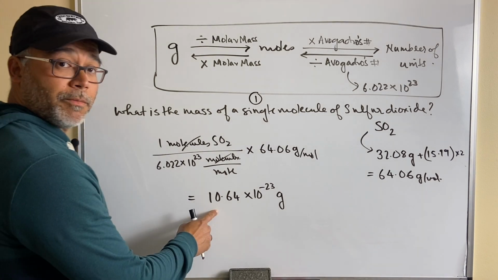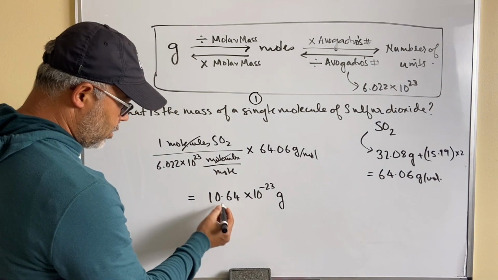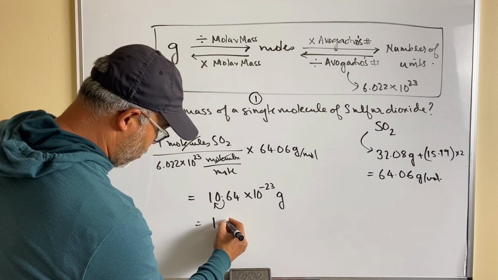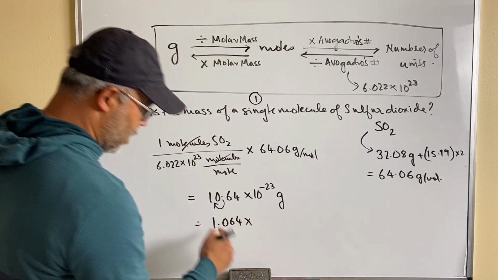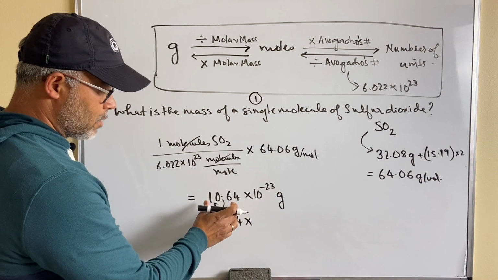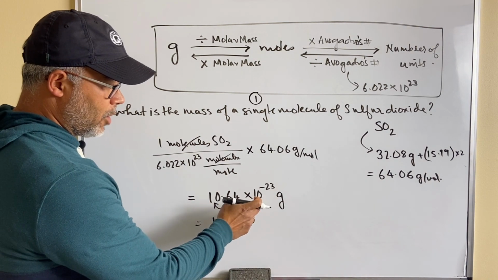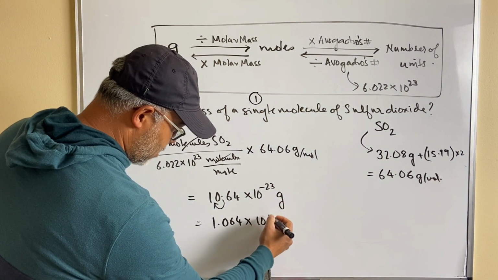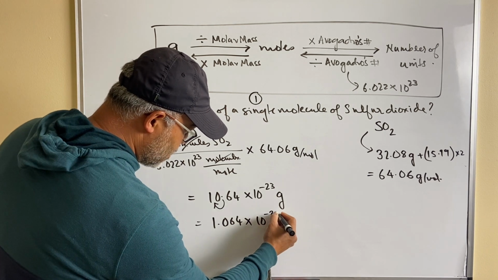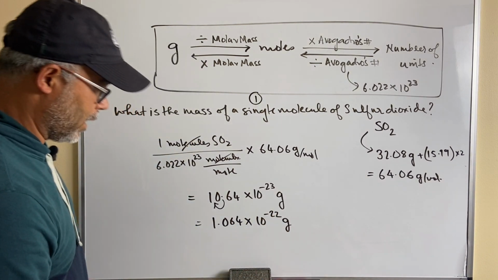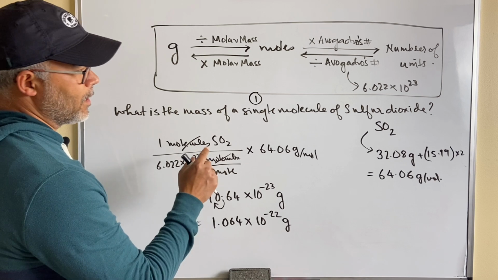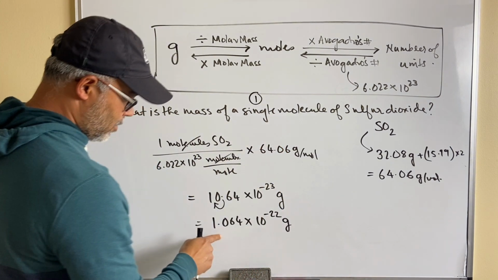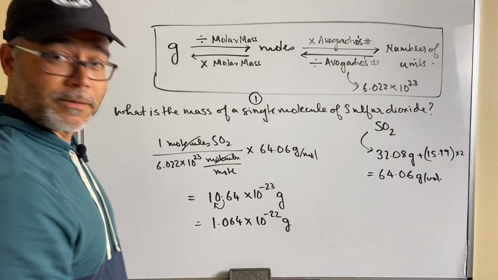Okay, let's express that in proper scientific notation. So if you move the decimal one place this way, that's going to be 1.064. Now since we moved the decimal this way, this number got smaller, which means we have to multiply this by a factor of 10 to make it bigger. So times 10 to the minus 22 grams. Okay, now let's check for significant figures. So single molecule of sulfur dioxide, that's the molar mass. So yeah, that's the correct number of significant figures.